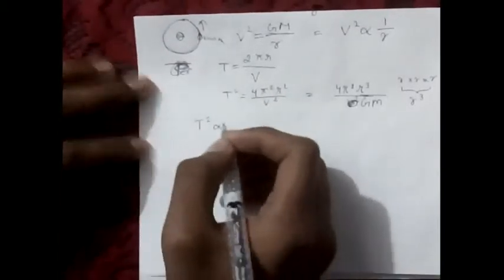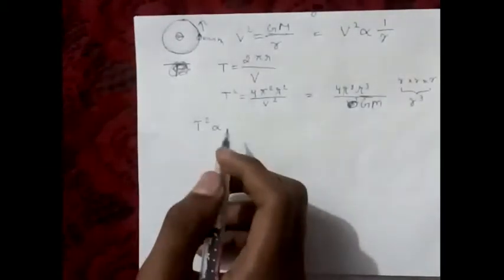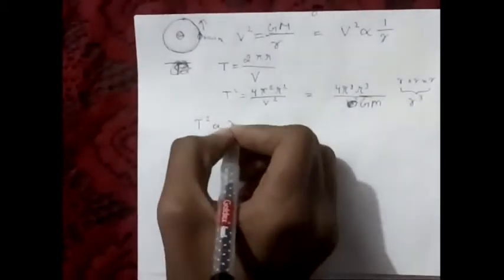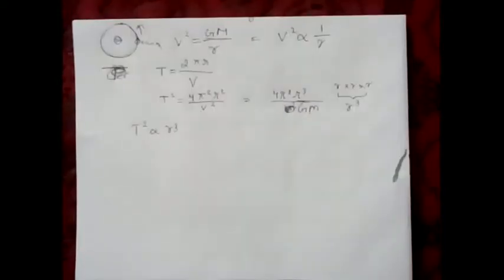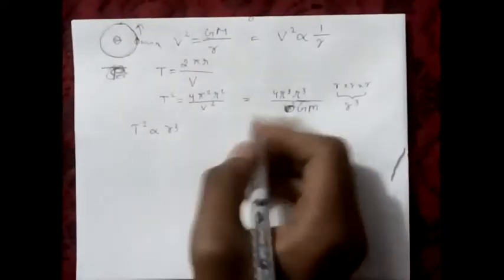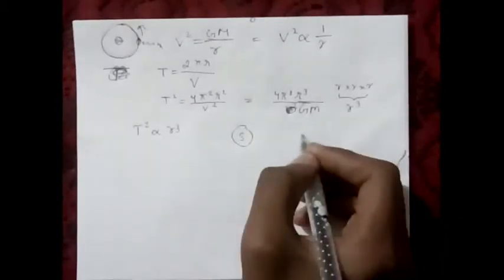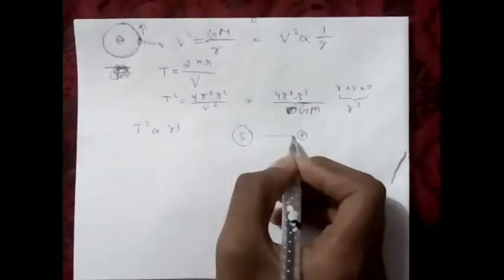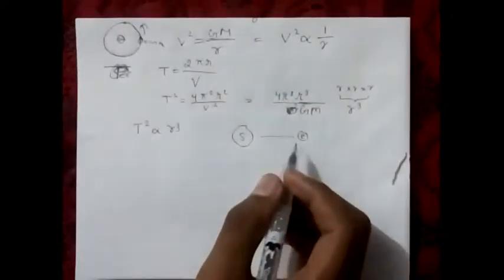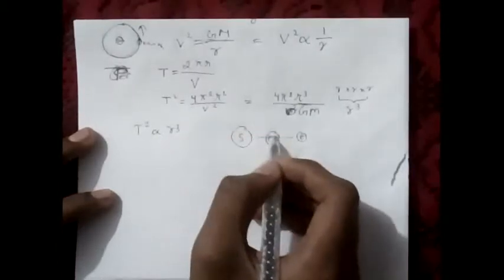Okay, so we got a conclusion that the time taken by the Earth to revolve around the sun is proportional to r cubed. It means as the distance between the sun and the Earth increases, the time taken by Earth to revolve around the sun also increases, and as the distance decreases, the time taken by Earth to revolve around the sun also decreases.